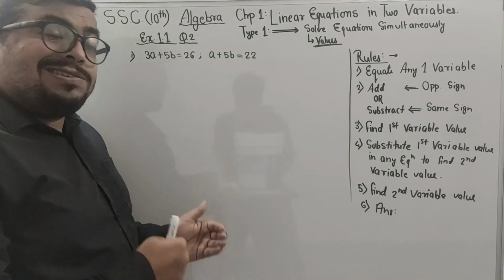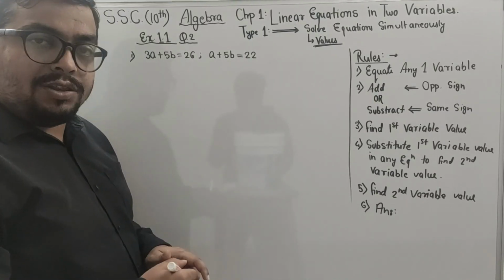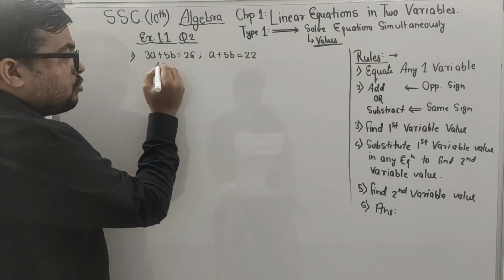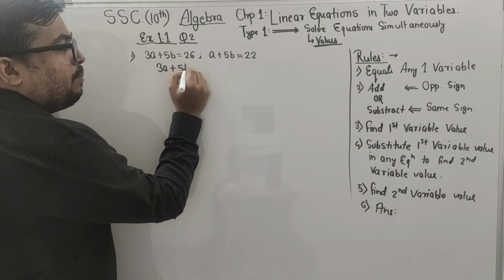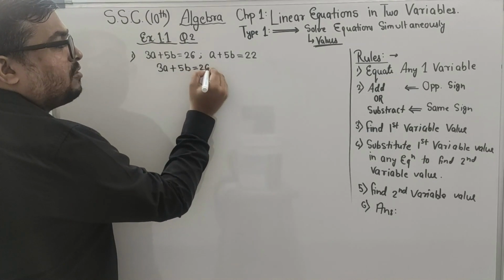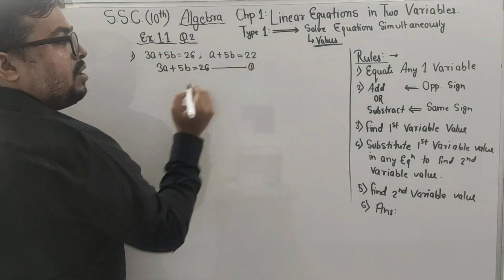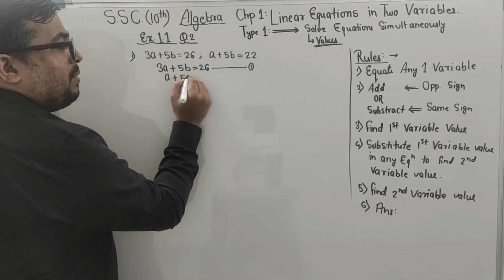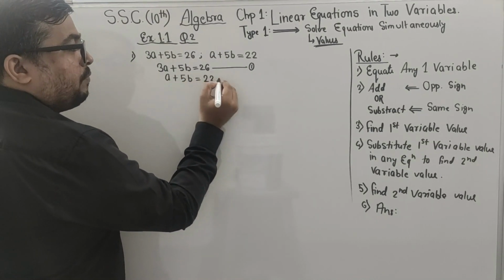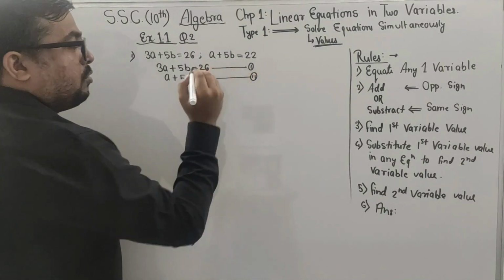Now, let's start how to solve this. Okay. Now, first you write both the equations one by one. That is 3a plus 5b is equals to 26. This is your equation number 1. a plus 5b is equals to 22. This is equation number 2.